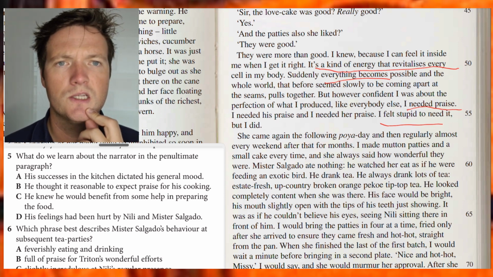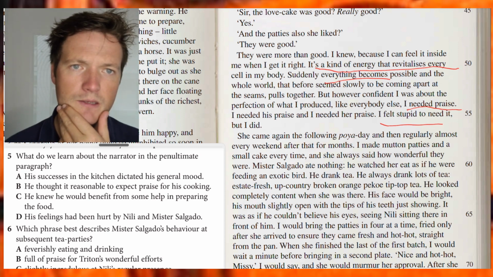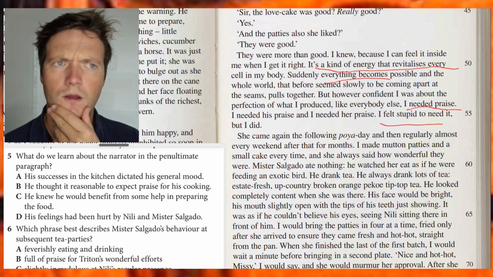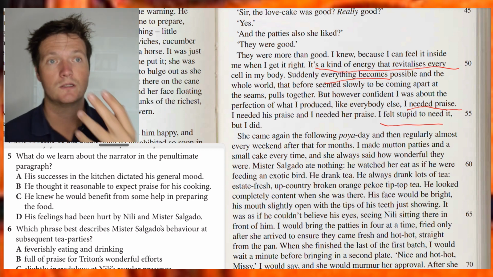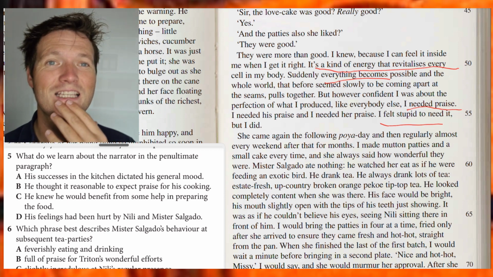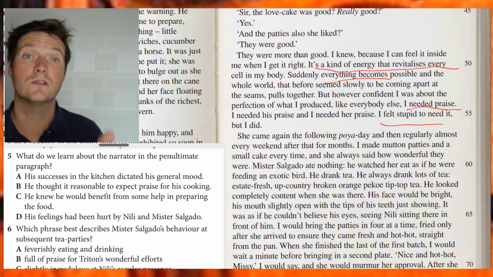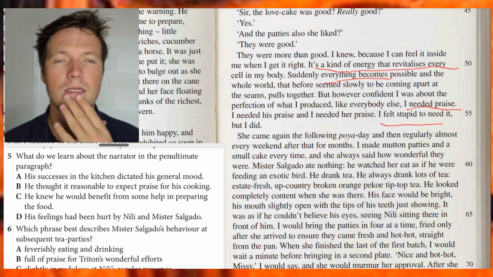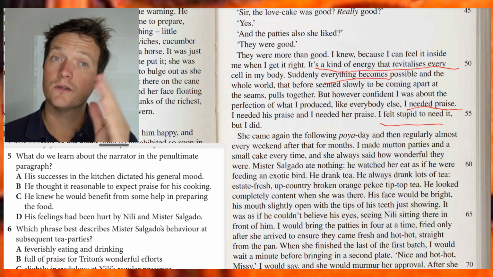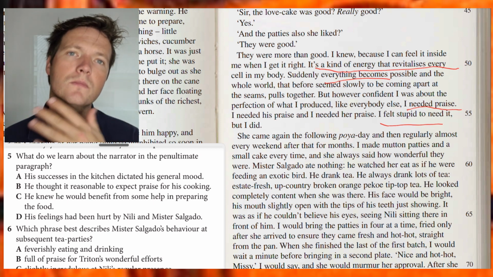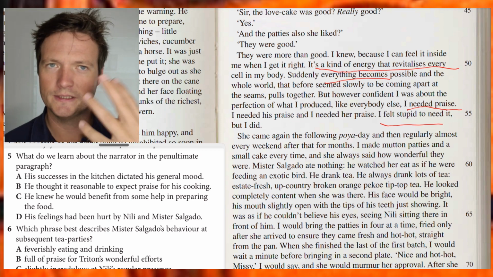So, D. His feelings had been hurt by Nili and Mr. Salgado. I don't think so. He's asking for praise. Mr. Salgado is giving it to him. He's already received some from Nili. Mr. Salgado says they were good, and he says they were more than good. He's saying to himself.